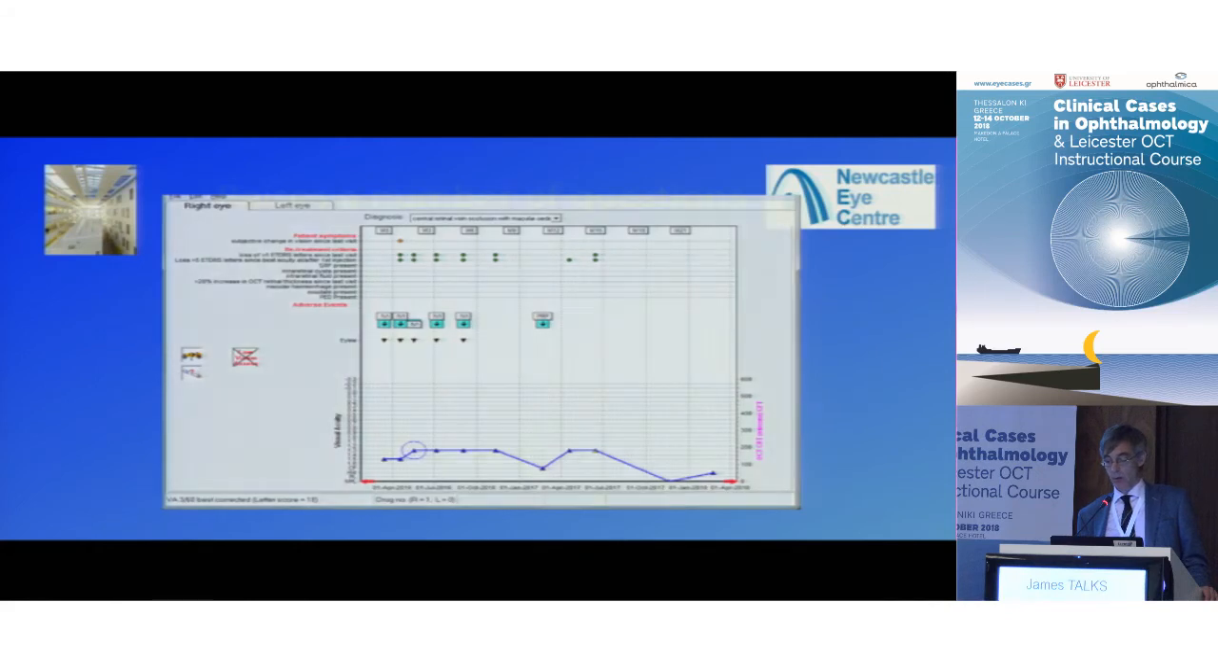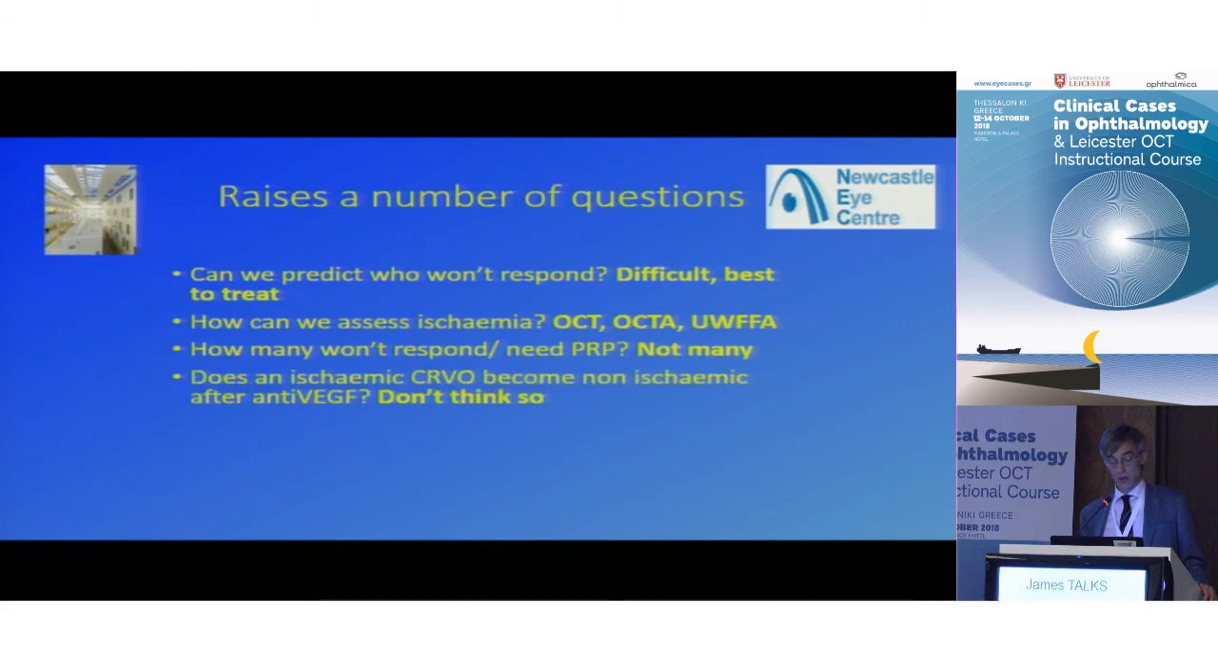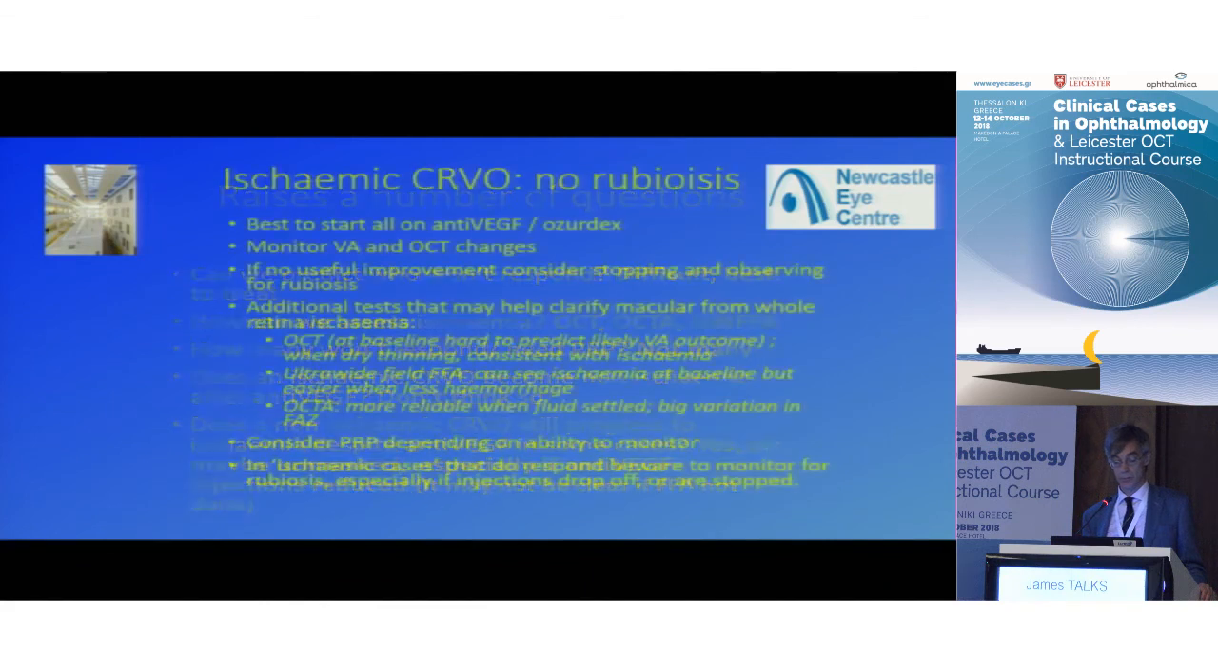Another example. So can we predict who won't respond? I think it's difficult. Can we assess ischemia? Yes, but I think all these models, the OCT, OCTA wide field helps. Not many will actually need laser. I don't think we change whether it's ischemic or not ischemic with our injections, but we may end up unmasking the problem when we stop.